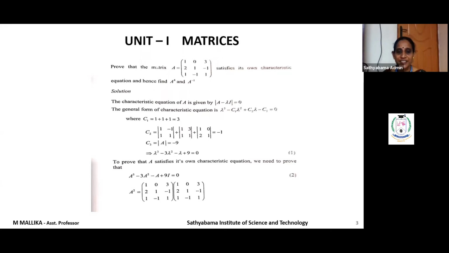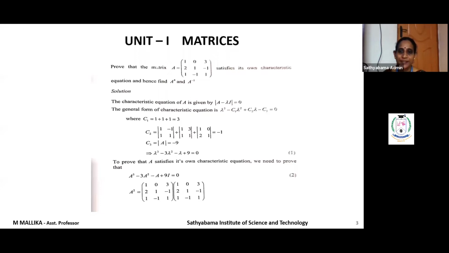So what is your left hand side? Left hand side consists of 4 matrices. What are the 4 matrices you have? One is A cube, another one is 3A square, another one is A, and the fourth one is 9 times I. Okay. How will I find A cube? For finding A cube, I have to know what is A square. Only then can I find out A cube. So what is A square?